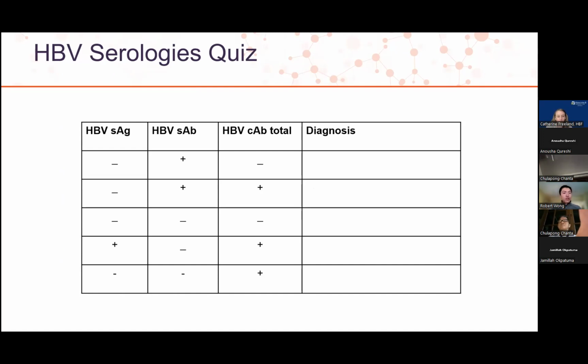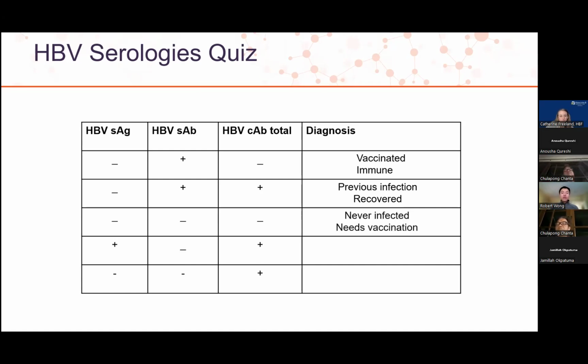The first patient has no surface antigen, has positive surface antibody, and no core antibody. So they've never been exposed, they don't have active infection, and they have immunity. That means they've been vaccinated. The second scenario is somewhat similar. The only difference here is the core is positive. So remember, core means exposure. So this is someone that was exposed, but now has cleared and recovered, and in that sense is immune because of the persistence of surface antibody.